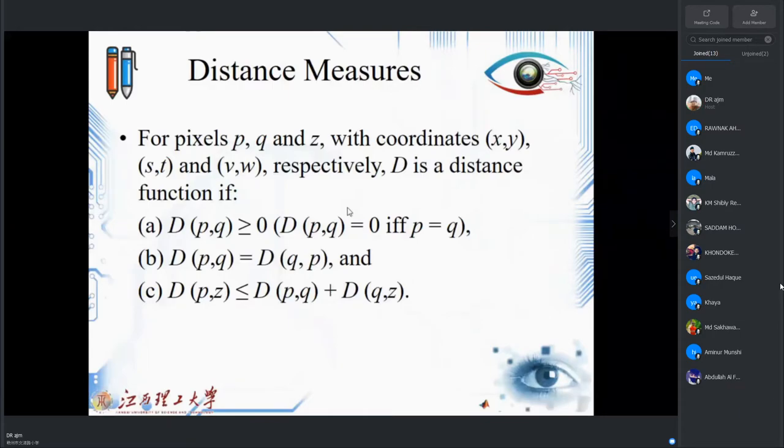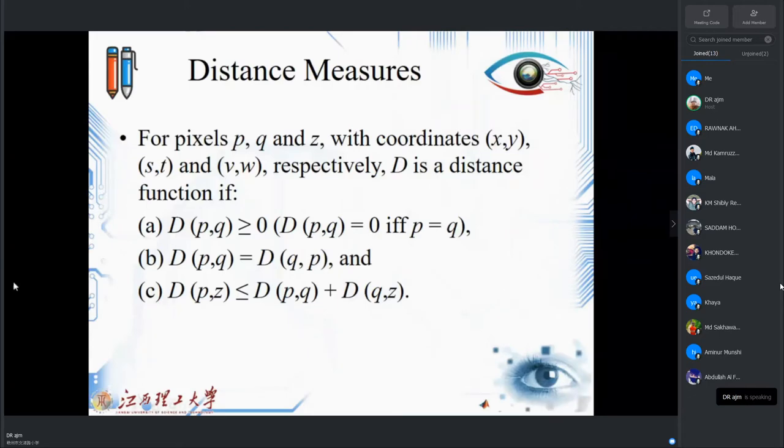and the distance between P and Q is zero if P is equal to Q, meaning that the two pixels have the same location. In other words, (x, y) is equal to (s, t). We can also say the distance between P and Q is equal to the distance between Q and P. And the distance between P and Z is less than or equal to the distance of P and Q plus the distance of Q and Z, which is something like the triangle inequality.